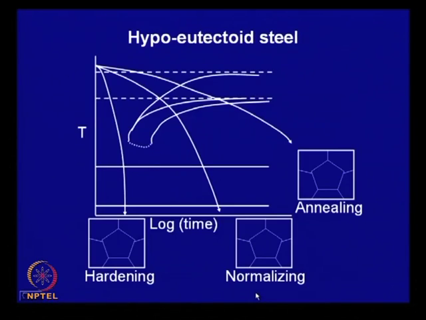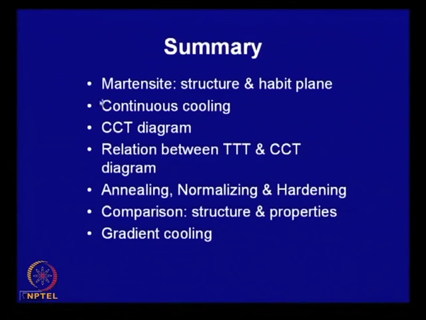So, therefore, to sum up, today we looked at the martensite structure and its habit plane, and why it forms on certain specific crystallographic planes. We also looked at the continuous cooling process and the CCT diagram. We also saw the relationship between TTT and CCT and introduced the 3 common heat treatment processes.